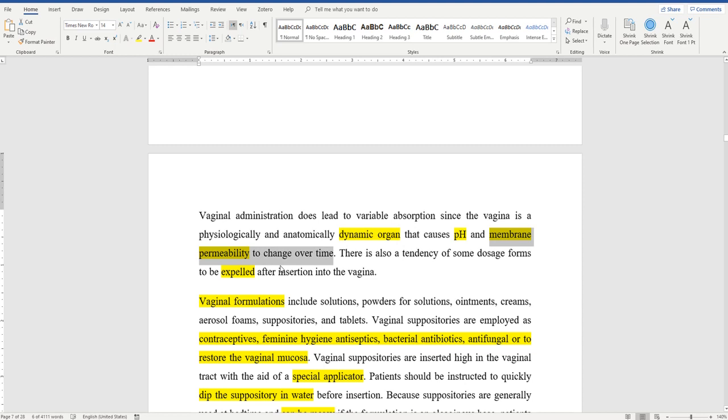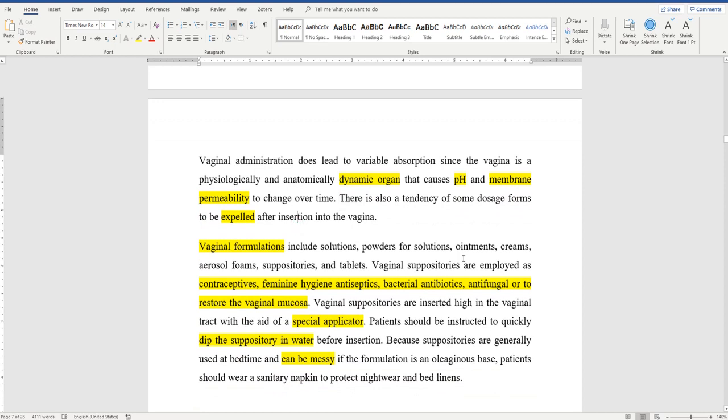Okay, you don't forget there is the menstrual cycle. There are hormones affecting the vaginal area and even the lining of the skin in that area, and all of these things will affect the pH and the permeability. Therefore, it's not really suitable for systemic effect of the drug, or for systemic conditions or reasons. طيب, also another thing, there is also a tendency for the dosage form to be expelled after insertion into vagina. Okay? فإذا, what I mean to say here, it will be mainly used for local effect.